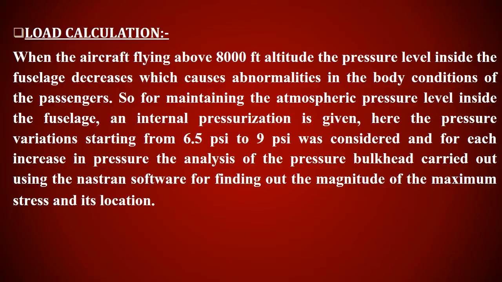For that we should know the altitude of the aircraft. That altitude is 8,000. The pressure level inside the fuselage decreases and causes abnormalities in the body condition of the passenger. So for maintaining the atmospheric pressure level inside the fuselage, internal pressurization is given. Here the pressure variations from 6.5 psi to 9 psi were considered, and for each increase in pressure, the analysis of the pressure bulkhead is carried out using the NASTRAN software.